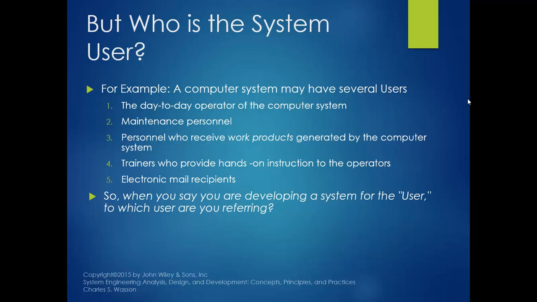And we need to understand that concept, or that interaction. So when you say you are delivering a system for the user, you need to know to which user you are referring, and you need to consider each one of these users. What do they need? What kind of functions? What kind of requirements? And include that within your system.